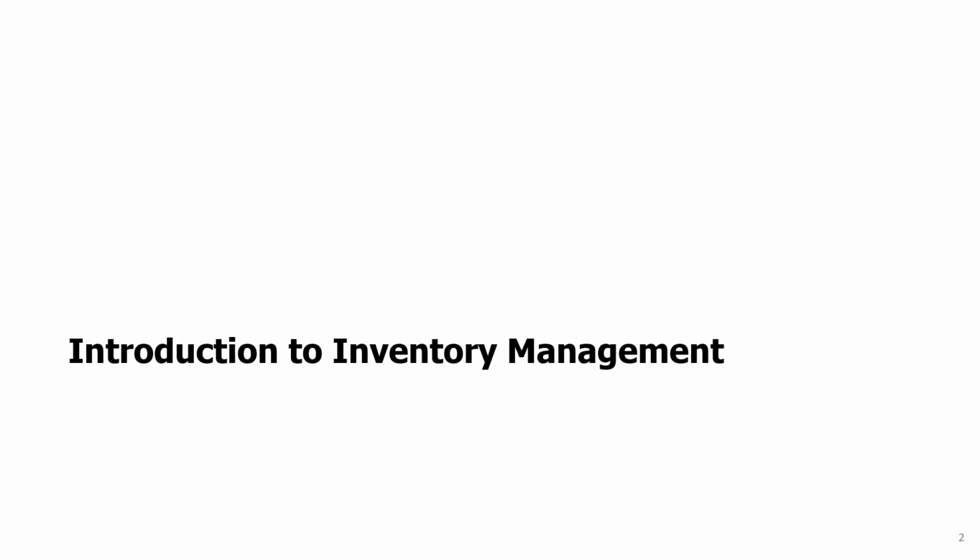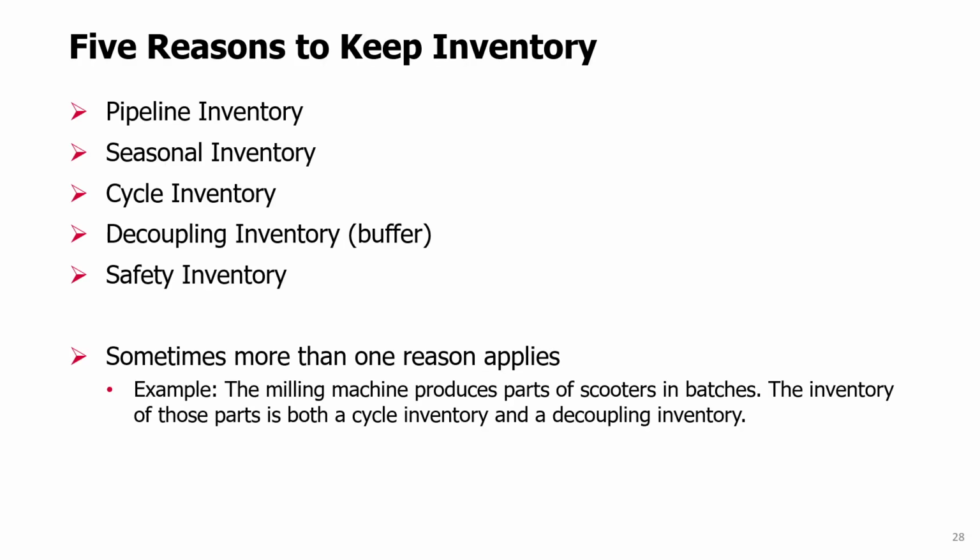Introduction to Inventory Management. In topic 2, we defined 5 reasons to keep inventory. They were pipeline inventory or work in progress, seasonal inventory that we might want to build up for seasonal demand or that we might have due to seasonal harvest, for example. We also defined cycle inventory, decoupling inventory. Decoupling is a buffer that we might want to introduce between different process steps to separate the processing and let them work independently, and safety inventory.